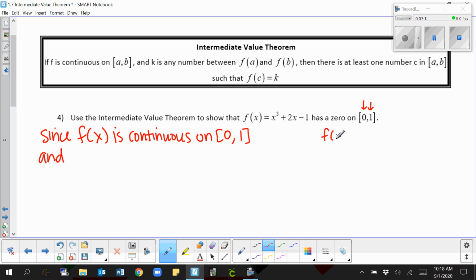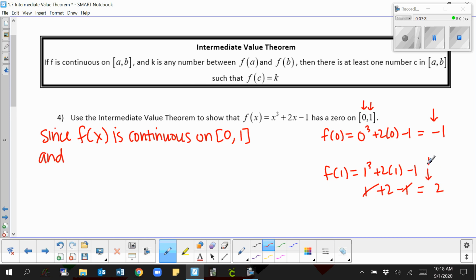So I'm going to figure out what f of 0 is, and I'm going to figure out what f of 1 is. So f of 0 is 0 cubed plus 2 times 0 minus 1, so that gives me a negative 1. That's a negative number. And then I've got 1 cubed plus 2 times 1 minus 1. So 1 plus 2 minus 1, so 2, which is a positive number. So I can say that f of 0 is less than 0, which is less than f of 1, because f of 0 is negative and f of 1 is positive.